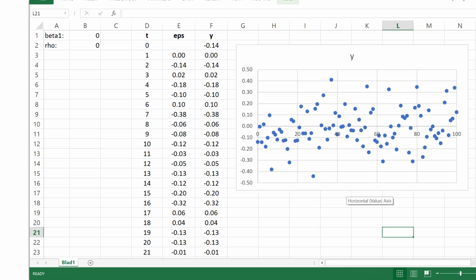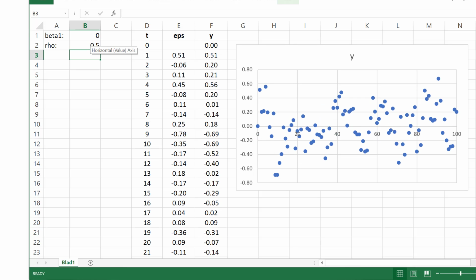So I'm now going to increase rho, making the correlation between yt and yt minus 1 positive. Let's take it up to 0.5 first of all. It's not super clear, but it is actually clear that there is a positive correlation right now. For example, you have clusters of a whole bunch of positive values here, a whole bunch of negative values here, a whole bunch of positive values here.